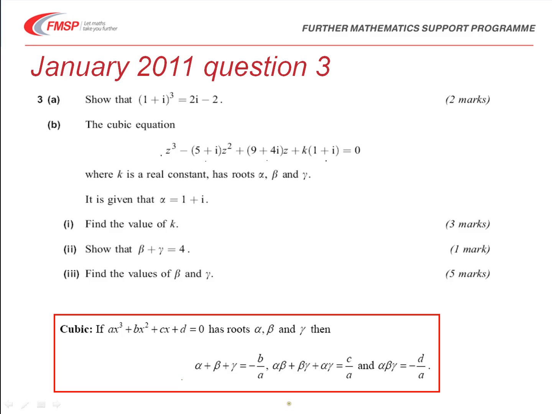Key thing we do know though is that the sum of the roots equals minus b over a, the pairwise product of the roots is equal to c over a, and the product of all three roots is equal to minus d over a. Alright, these are going to be the key things for this question.